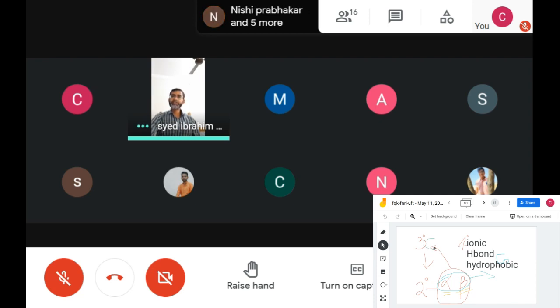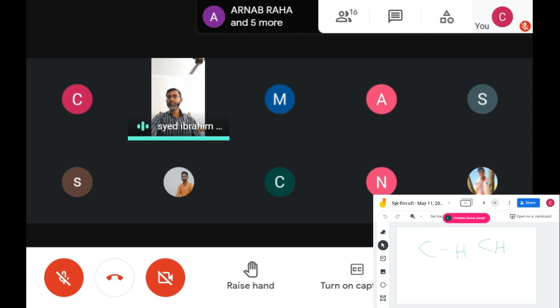If I say carbon and hydrogen, we know CH4, methane, or a CH3 methyl group. The carbon is bonded with a hydrogen atom. It's a single bond, a covalent bond. Here in the covalent bond, it is sharing one electron from carbon and one electron from hydrogen. That's why it is making a covalent bond. It is a C-H single bond. But a hydrogen bond is not a covalent bond.